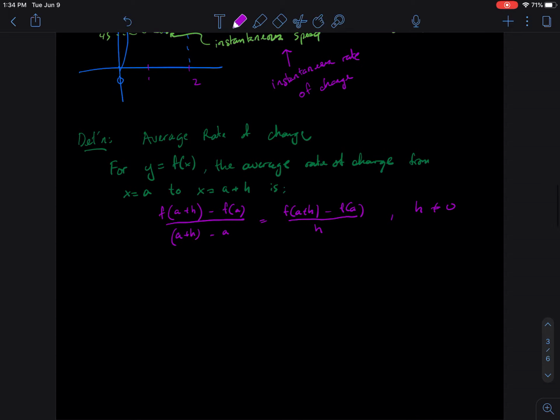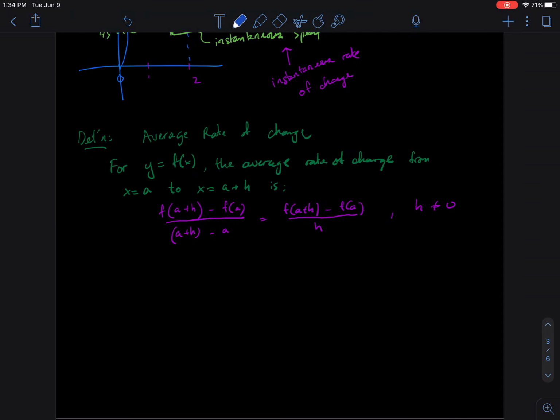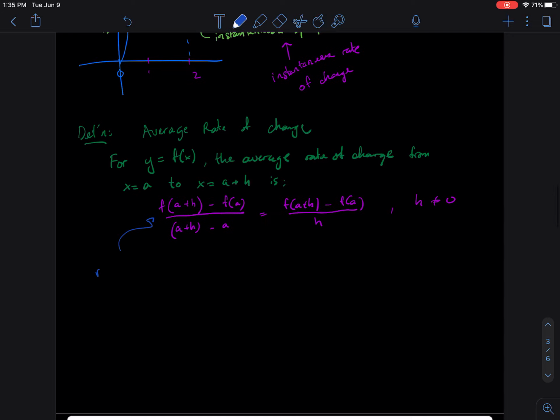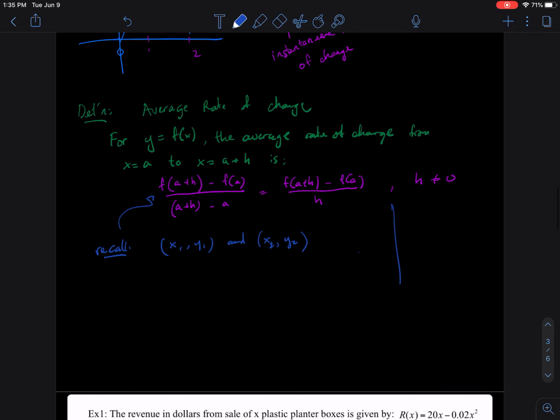So if you look at this formula here, recall this formula. If you have 2 points, x1, y1, and then x2, y2, and you ask to calculate the slope between these 2 points there, right? So slope.